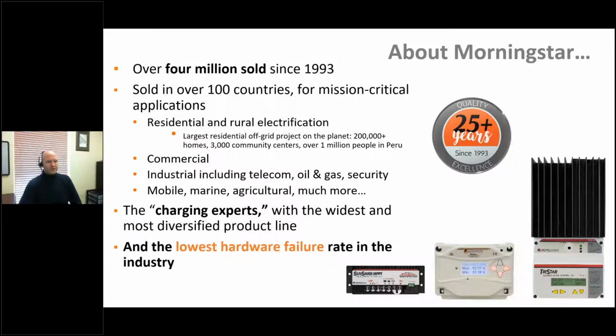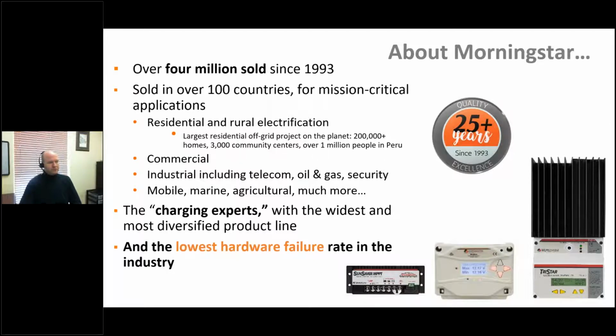Some of the markets that we sell into are residential and rural electrification. These would be home systems, as well as countries where there is no grid access. So we're doing a lot to get small solar home systems deployed in those countries. One such notable project was an off-grid installation for over 200,000 systems in Peru for homes, as well as 3,000 community centers, which featured a mix of DC and even AC voltage supplied for medical and IT use. And combined, over 1 million people benefited from this power where there previously was none. So we really are proud of that project.